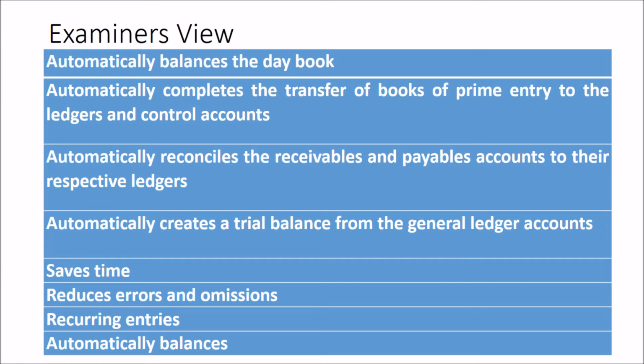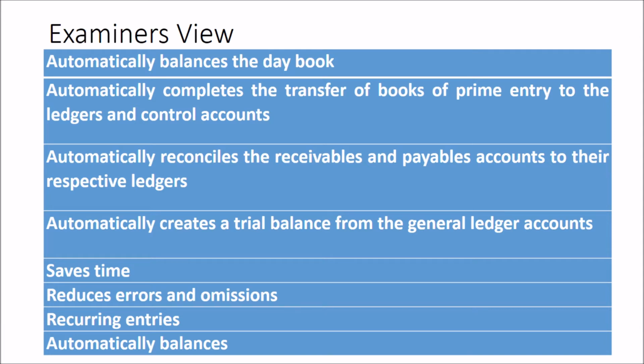It automatically reconciles the receivables and payables accounts to their respective ledgers. So the trade receivables control account will automatically reconcile to the sales ledger control account. It's not actually that they're reconciling at all. The system doesn't do that. It just simply doesn't make a mistake when posting to each of the accounts. It's not going to post one figure to the trade receivables control account and another figure to the sales ledger control account. It's just going to post exactly the same figure. So it's not going to make a mistake, and that's why they reconcile.